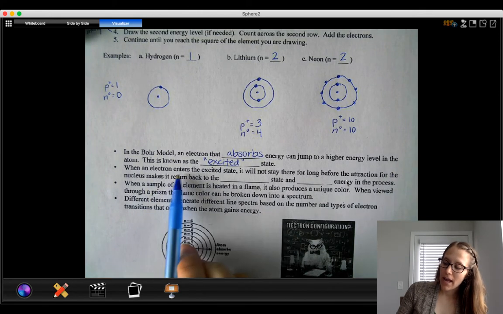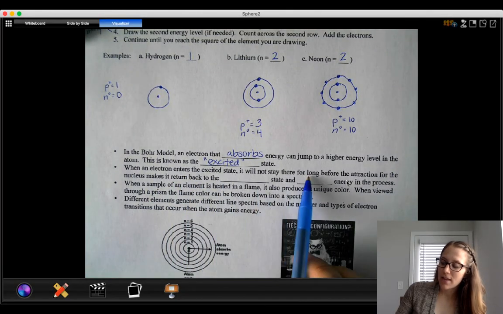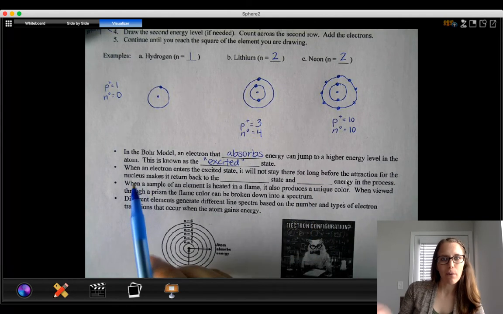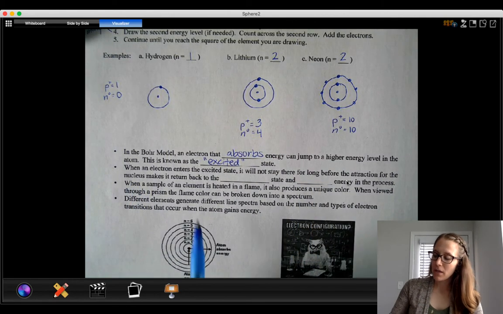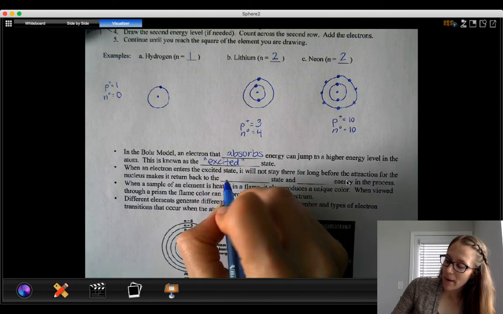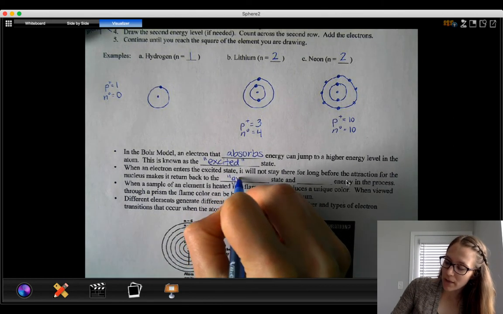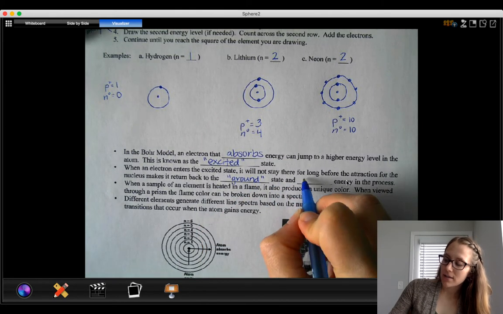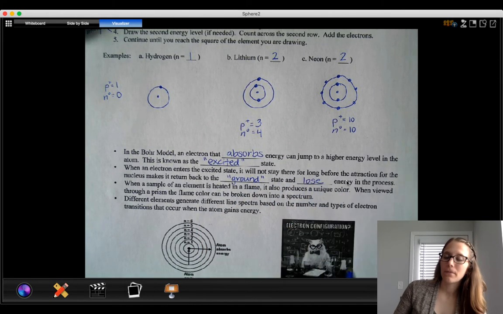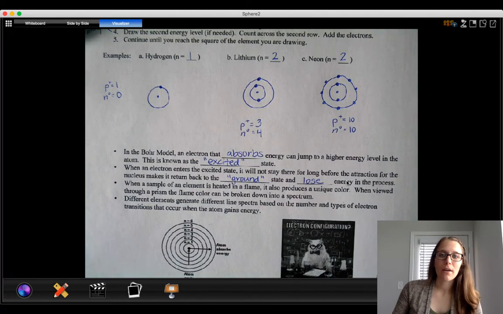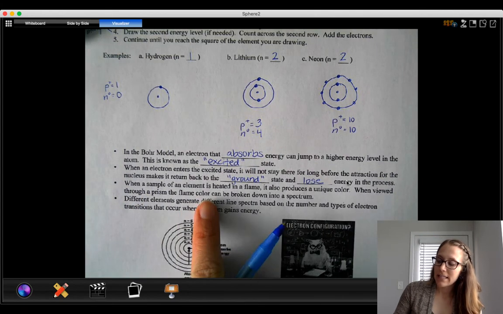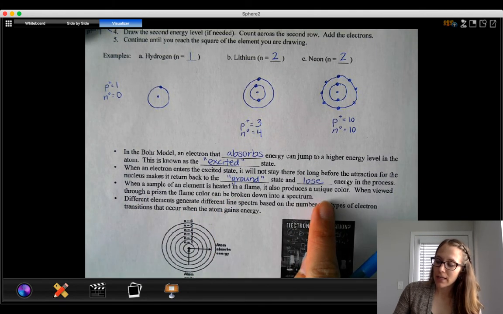When an electron enters the excited state, it will not stay there for very long because it's attracted to the nucleus. Electrons are negative. They want to be near the positive nucleus. So at that point, it's going to return back to the ground state, which means where it started, closer to the nucleus. And during this process, it's going to lose energy. And when I say lose energy, that really just means release energy, and that's the energy that we see as light. When a sample of an element is heated in a flame, it produces a unique color.